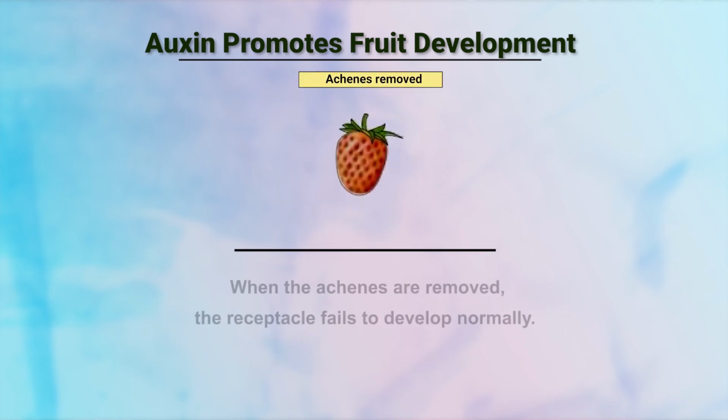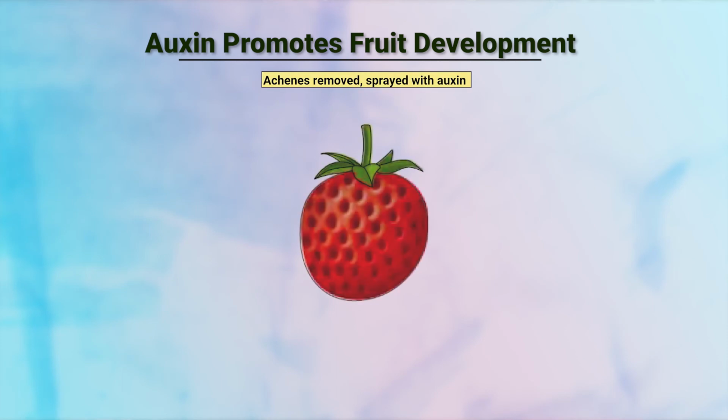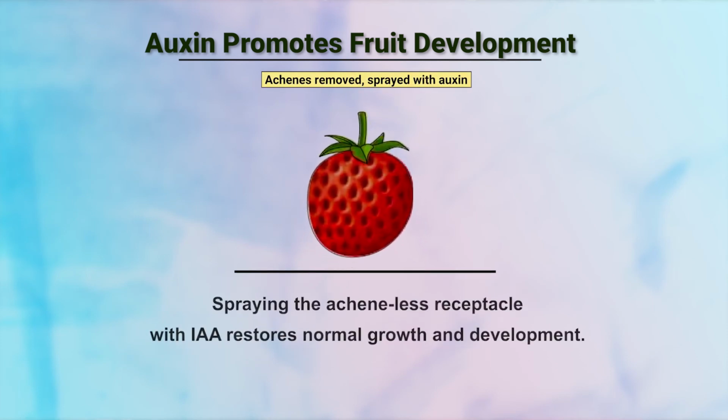If these achenes are removed, then there is no supply of auxin. Consequently, the receptacle doesn't develop at all. But if to this underdeveloped receptacle indole acetic acid is sprayed, then it can again develop into a properly swollen receptacle. Consequently, auxin must be playing a vital role in development of fruit.